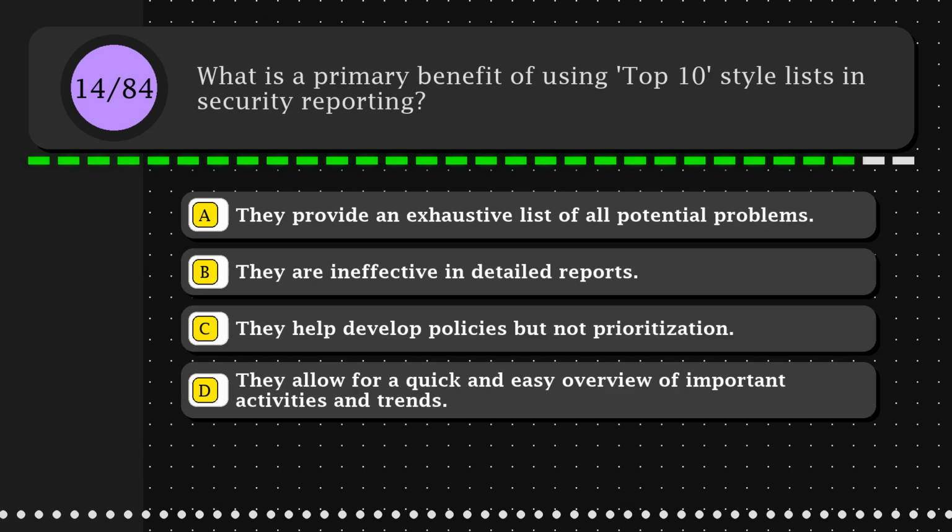Question 14. What is a primary benefit of using top 10 style lists in security reporting? Option A. They provide an exhaustive list of all potential problems. Option B. They are ineffective in detailed reports. Option C. They help develop policies but not prioritization. Option D. They allow for a quick and easy overview of important activities and trends.